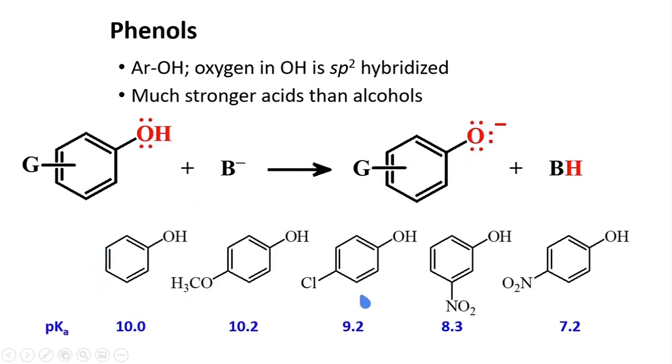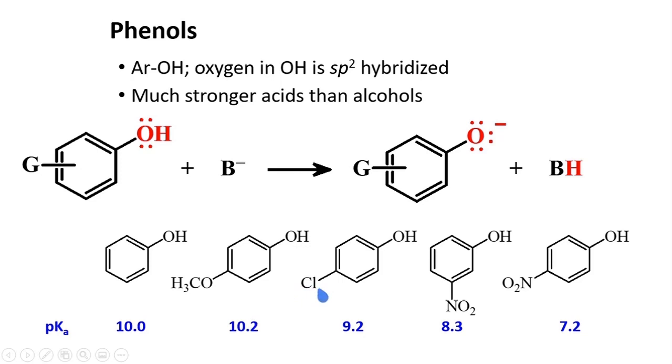Here are a series of phenols, and take note, phenol has a pKa of 10. If you put a methoxy group at the para position, the methoxy group is an electron donating group. It will donate electrons and counter the delocalization of this negative charge. So it has a negative effect on acidity.